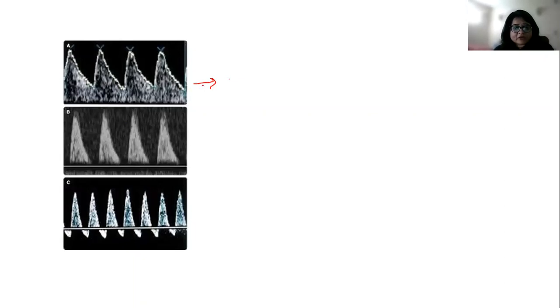Okay, now coming to FGR, this is a normal umbilical artery Doppler. Okay, so what happens in FGR? This part starts going down. This is the systole. This is the diastole. So the diastole starts going down. So there's initially reduced diastolic flow.